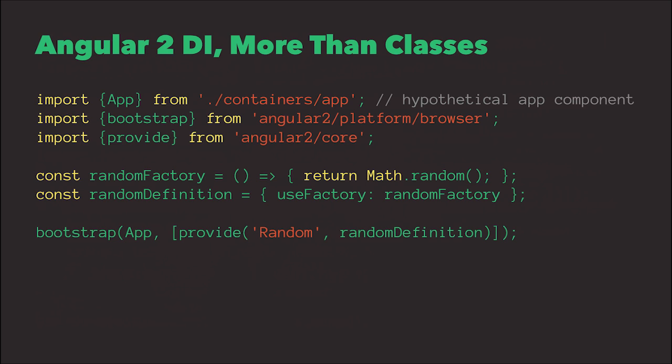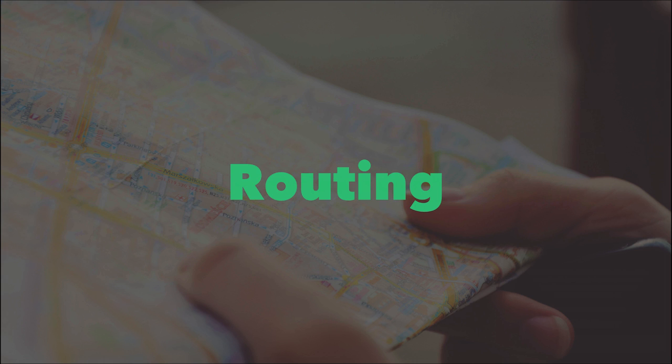But of course, DI can do more than just classes in Angular 2. We can do, in this case, a factory function, where we've used that longhand provide method, and this time we're giving it a string called R random, so we can use @inject with R random elsewhere in our code now, and it'll provide this random factory to consumers. And now Evan's going to take this opportunity to talk to you about routing.